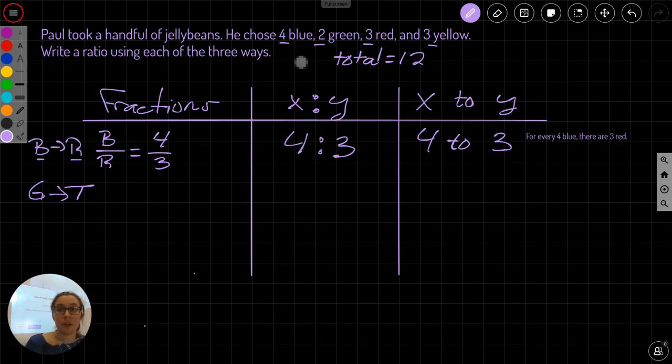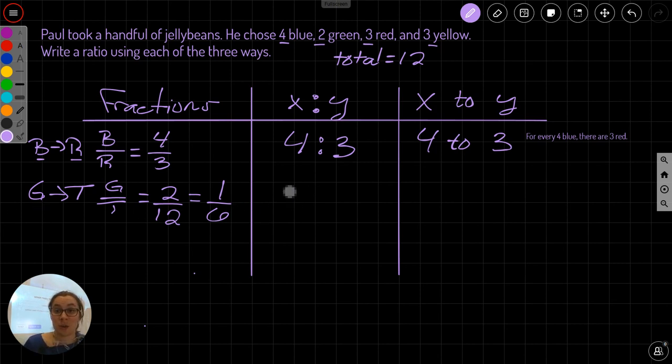So, green. How many green are there? There are 2. So it's going to be green over the total, which is going to equal 2 over 12. And this time we can simplify because 2 and 12 have a common factor of 2. So we're going to divide top and bottom by 2. 2 divided by 2 is 1, and 12 divided by 2 is 6. All right, so we're going to use this simplified fraction in the rest of our ratios.